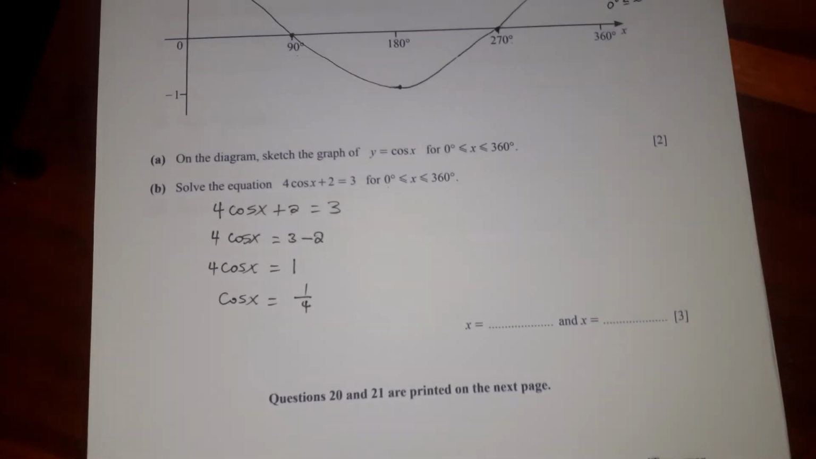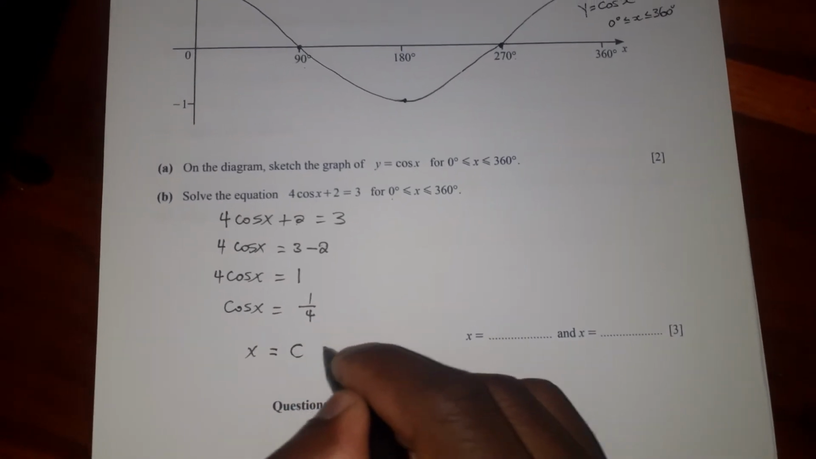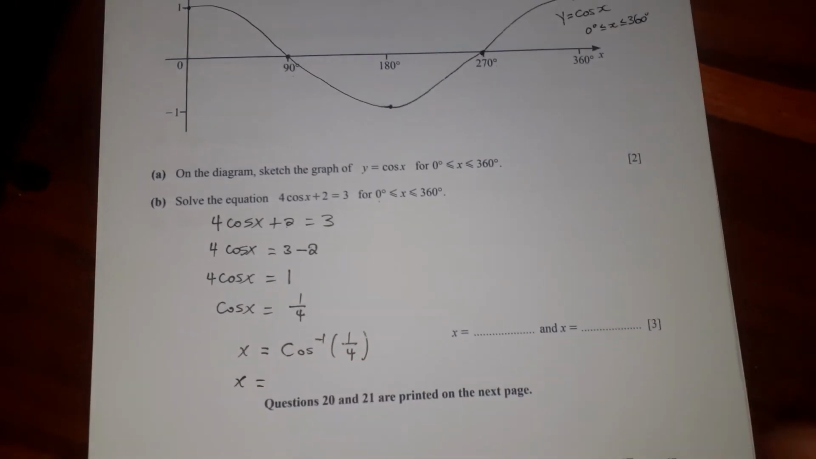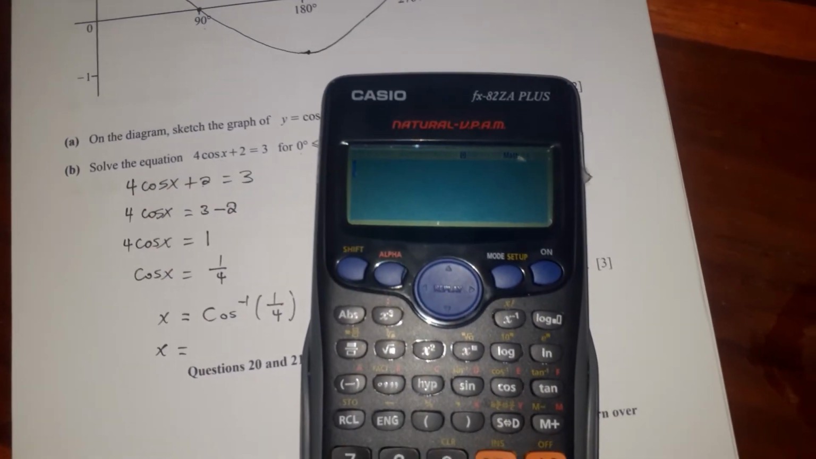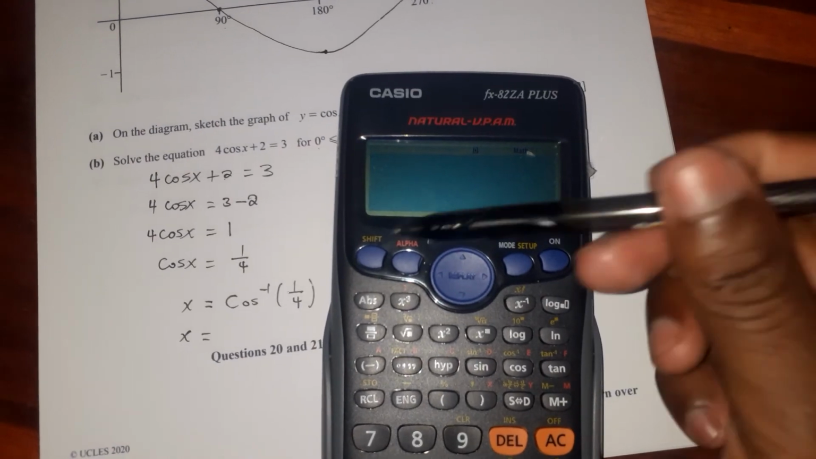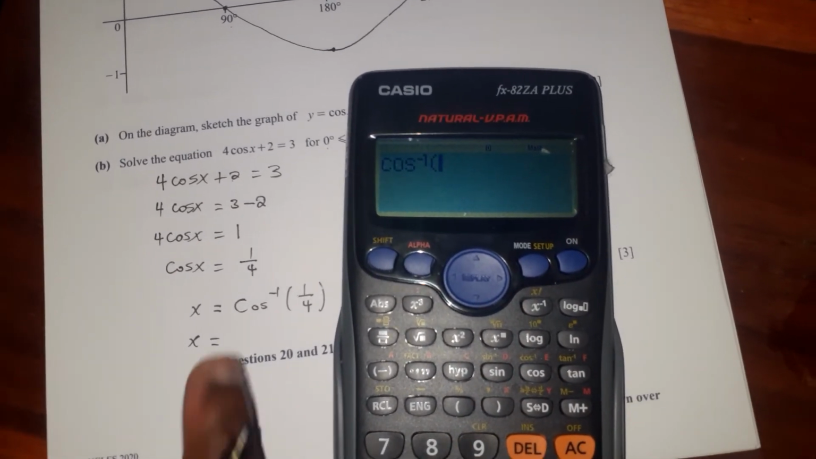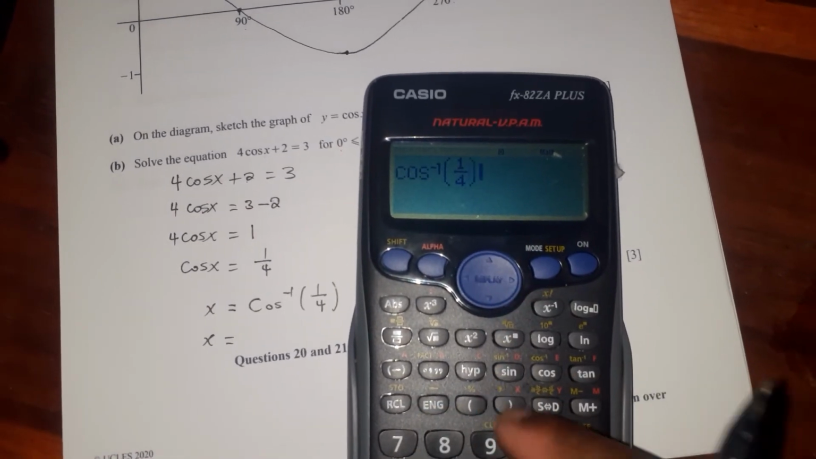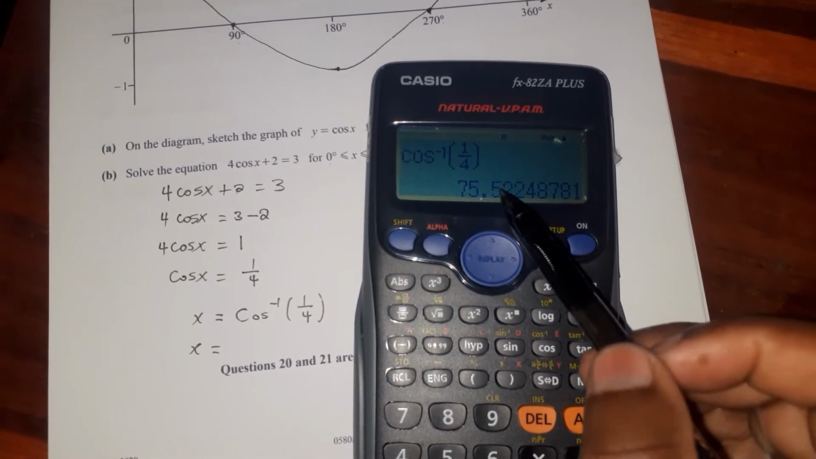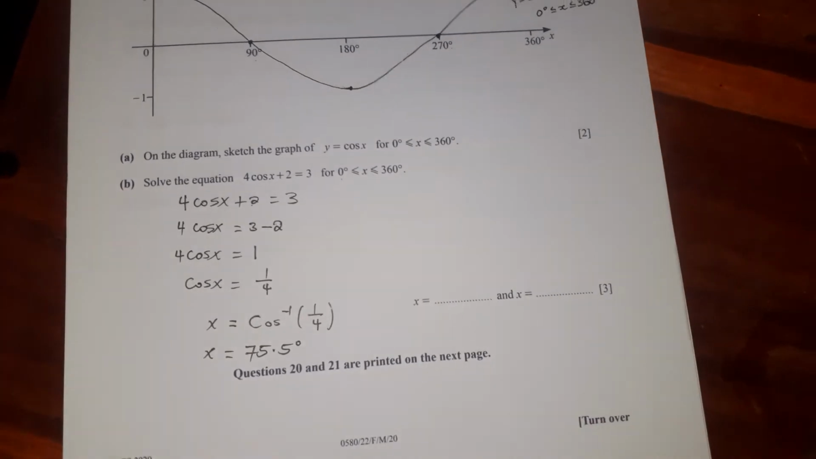Now, since you are looking for x, this side we only need to have x. Then we have to bring in inverse of cosine 1 over 4. How do we press this on a calculator? You can take your calculator like that. To press inverse of cosine x, first you press the shift function. Some calculators, you might see second function. You press shift and then cosine. Then you can now see the cosine inverse. And then you press in 1 over 4, and then you press equal. Then what you are getting there is 75 point something. Since we are writing an angle, it should be to 1 decimal place. Then our x is 75.5 degree. That is the first answer.